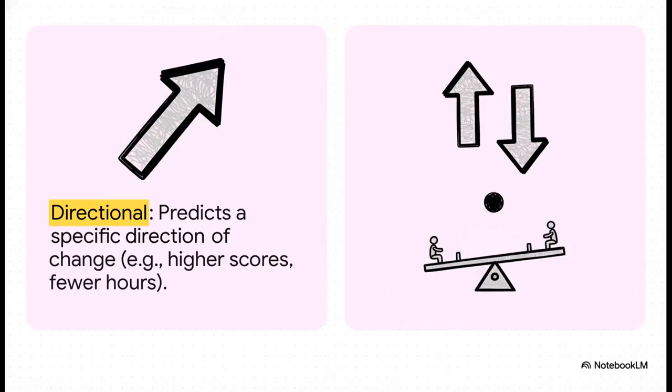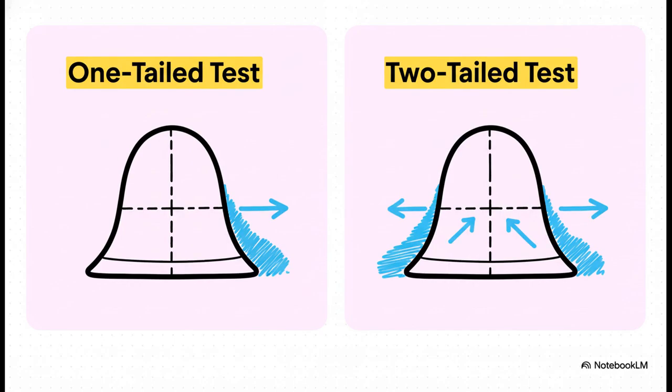When a researcher places that bet, they have a choice to make. They can make a directional hypothesis where they predict a very specific outcome, something like students who study longer will score higher on tests. Or they can be a bit more cautious and go with a non-directional hypothesis. That's just saying, I think there's a difference in test scores between these two groups, but without saying who will do better. And that choice directly determines the kind of statistical test they use.